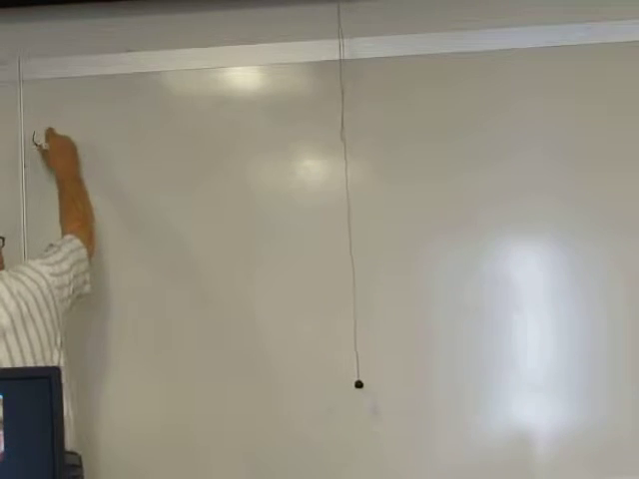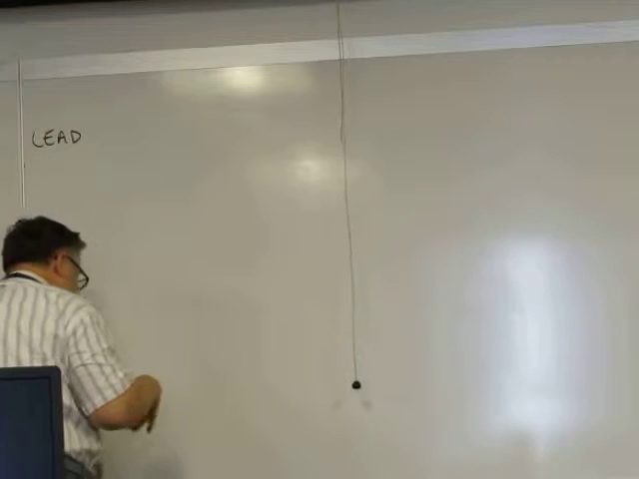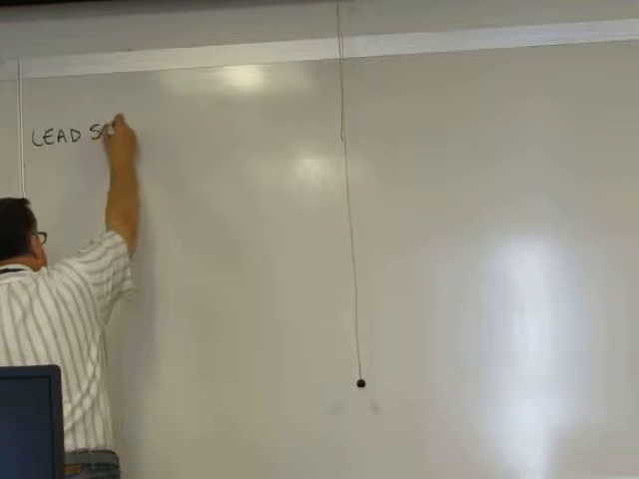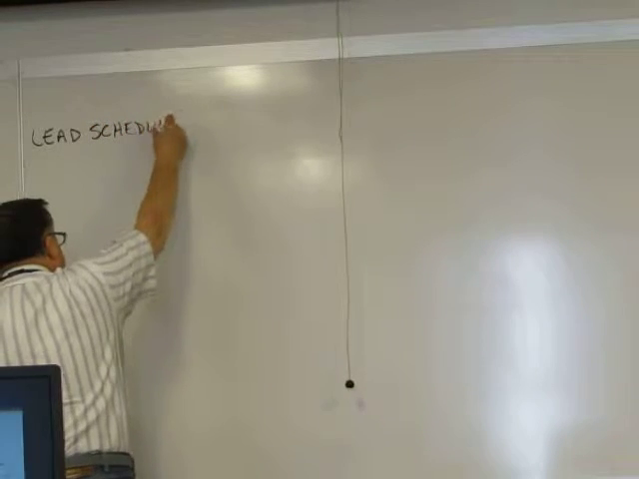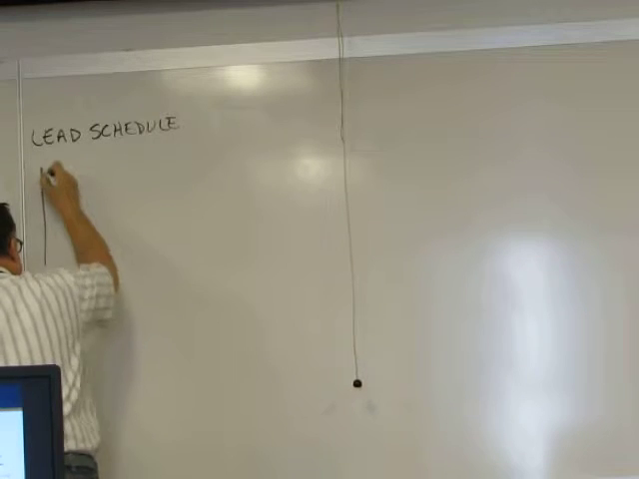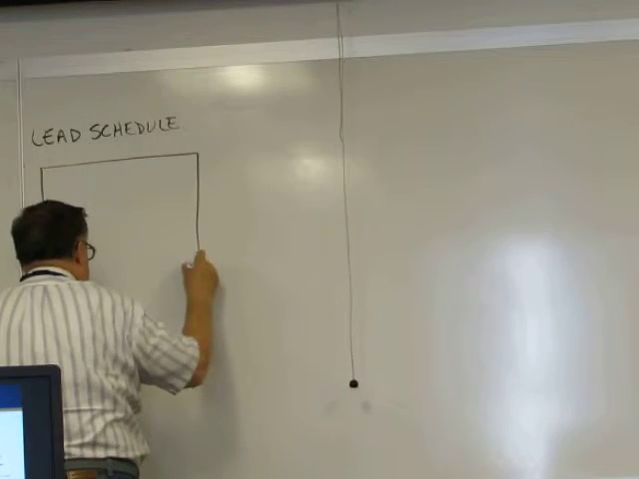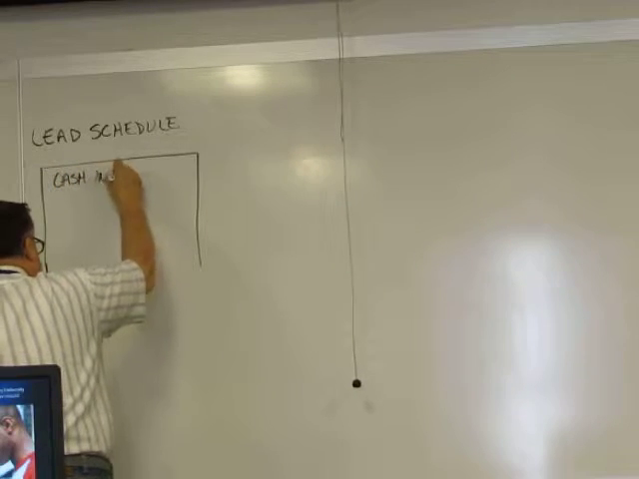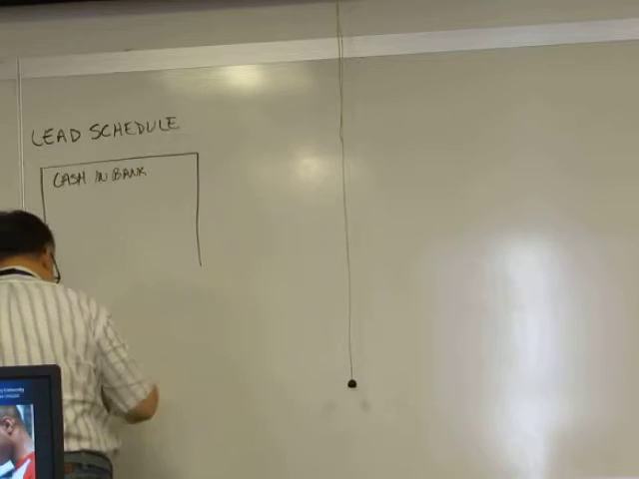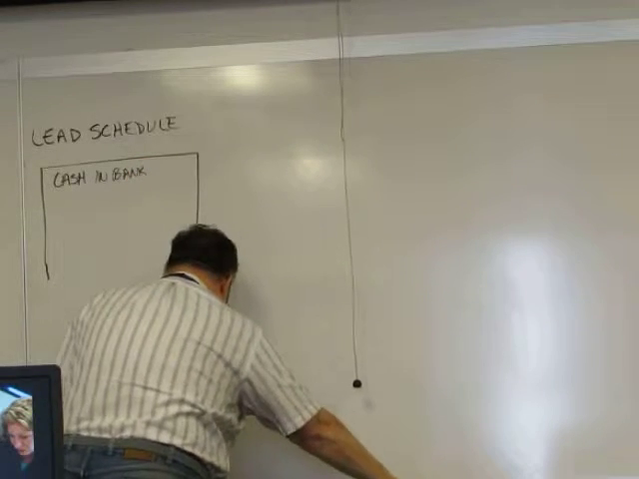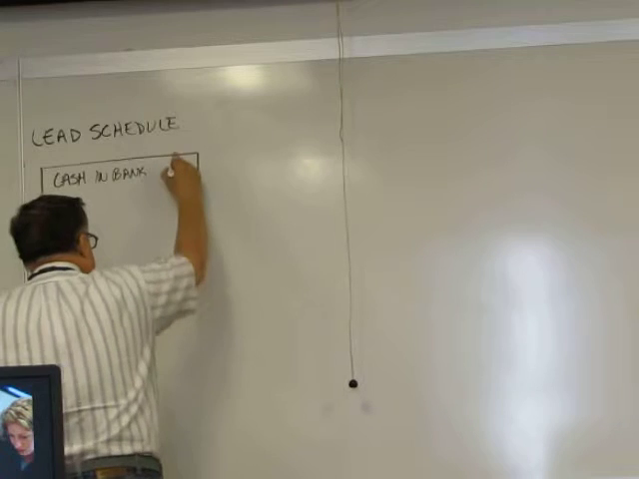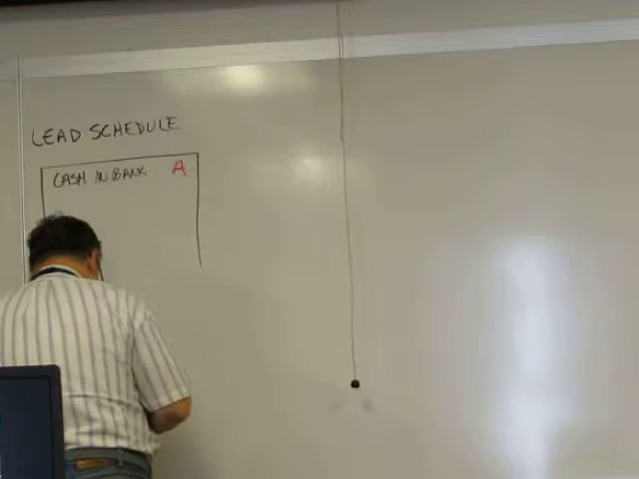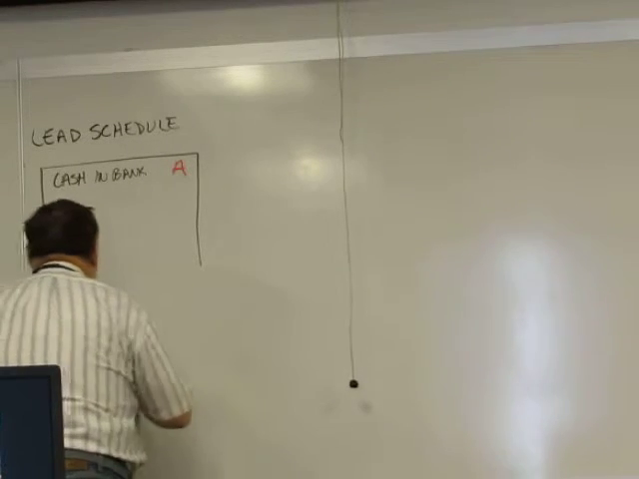We always had, first of all, for each major area or each major account on the balance sheet primarily, we would have a lead schedule. For example, for cash, this would be cash and bank. That was the A schedule. They use A-1 or something in our text, I noticed.